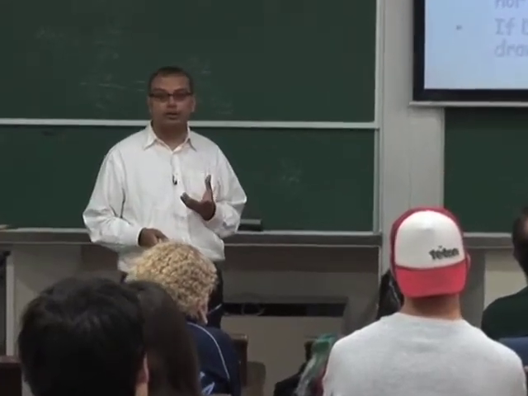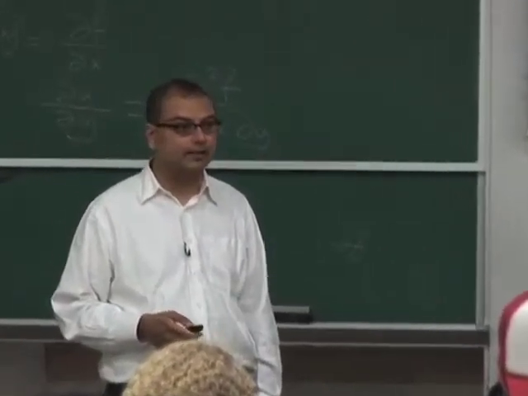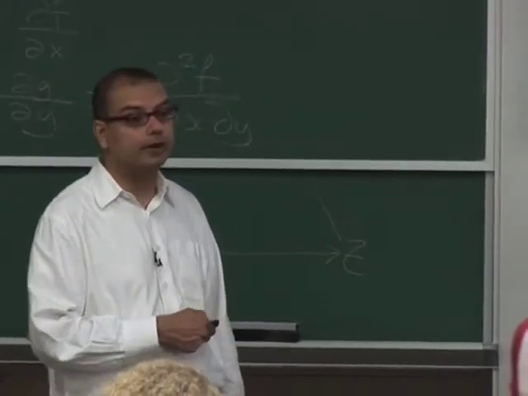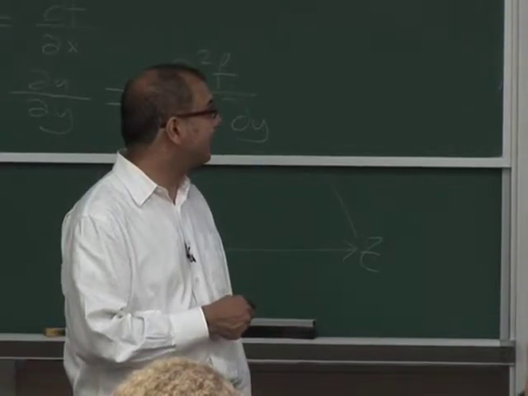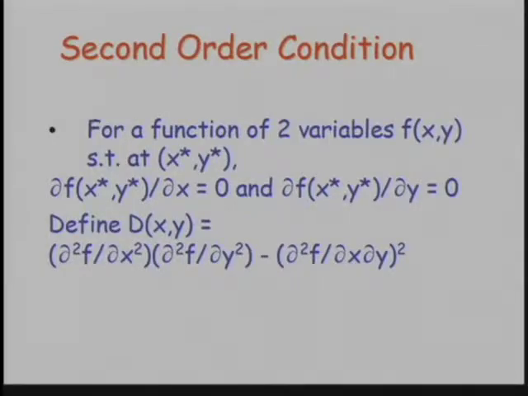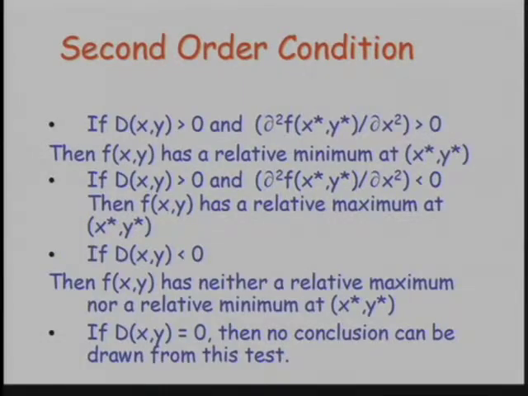Okay? And if it's 0, then we actually don't know anything about those critical points. Okay? And this is sort of a pathological case where these quantities are exactly offsetting that quantity, which would be unusual.